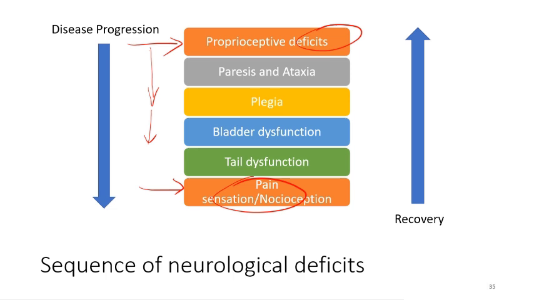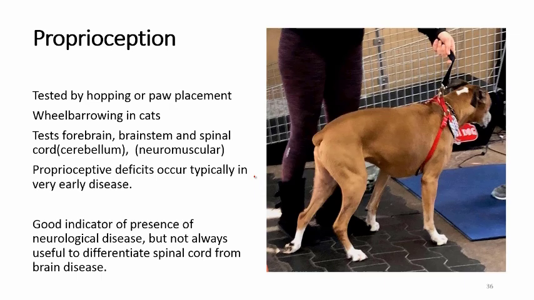But these are the things that you need to think about: how does this progress? I do have this discussion with all of my clients, especially if we're treating spinal cord disease medically and the dog's coming in and it only has some pain and maybe a little bit of proprioceptive deficits. If it's progressing quickly, run, do not walk to the nearest ER.